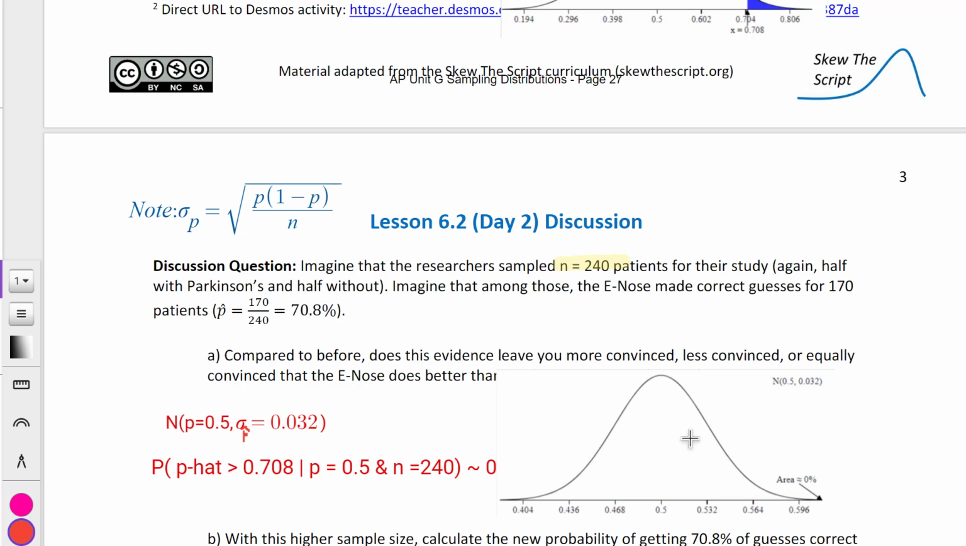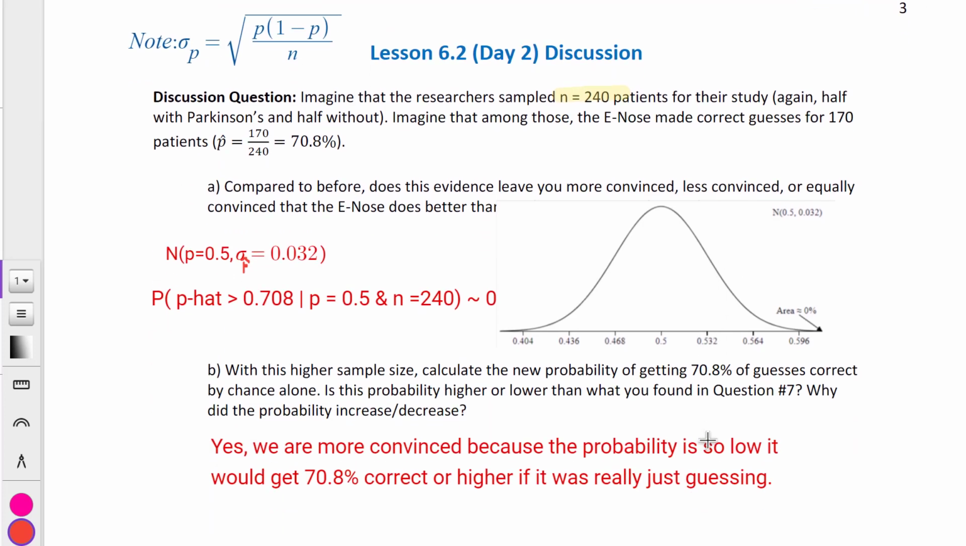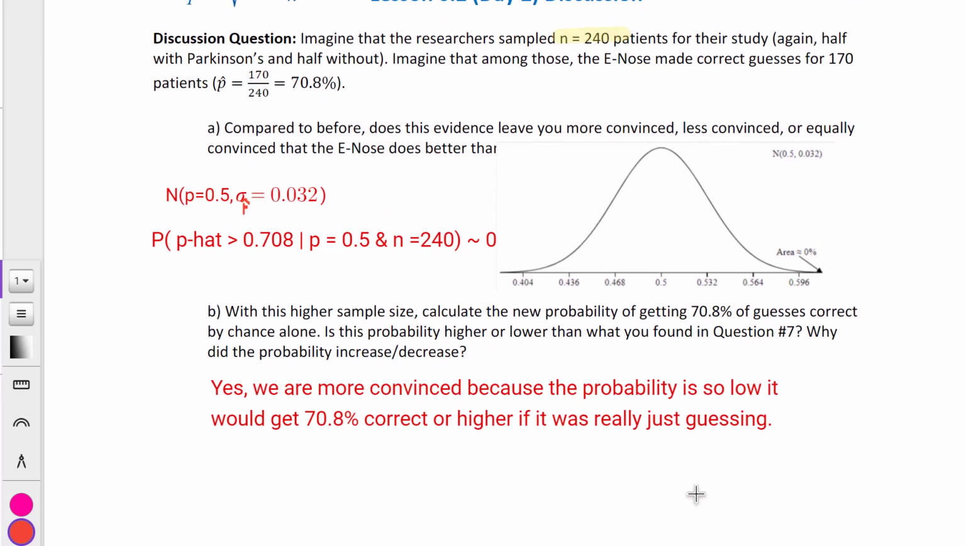All right, so this is the model on Statplet, and what's the probability that our p hat is greater than 0.708 when the true proportion is 0.5 and the sample size is 240? It's pretty much 0%. So yes, we are more convinced, because the probability is so low that it would get 70.8% correct or higher if it was really just guessing.